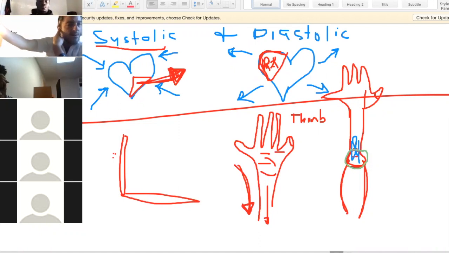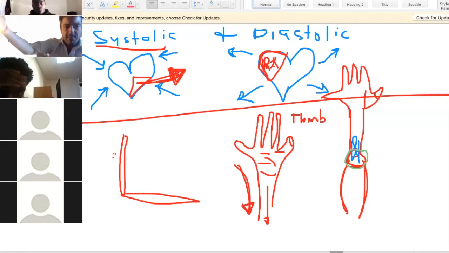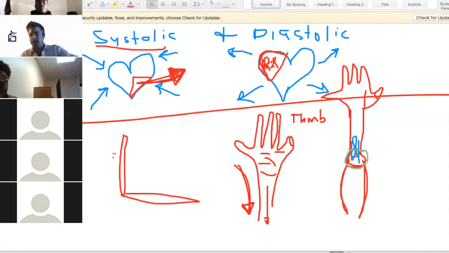So you put the diaphragm of the stethoscope right there, right underneath the bicep. You're also going to have to line up your sphygmomanometer so that the line of the sphygmomanometer is also right here, right underneath the belly of the muscle. Maybe I can show you. It's so hard to draw. I'm not a great artist, actually.